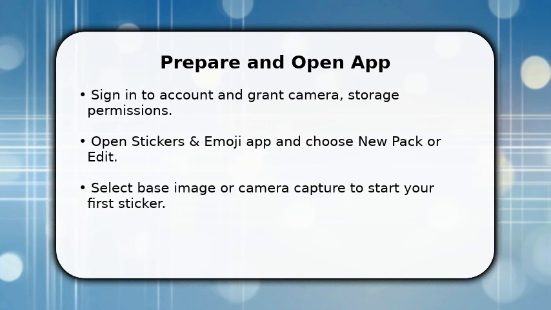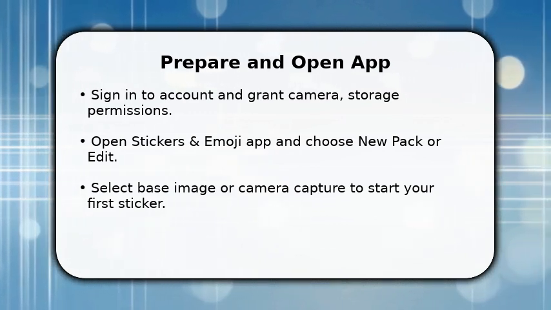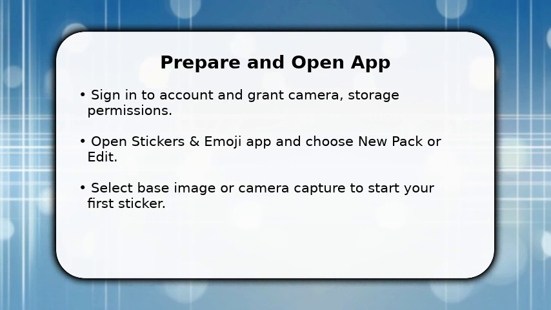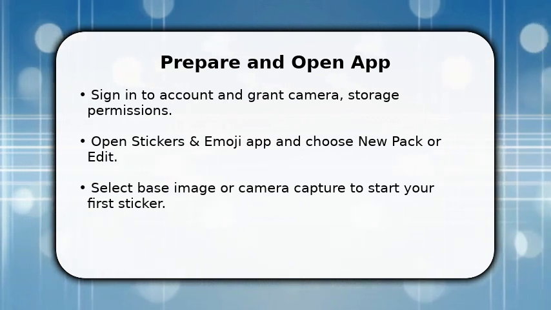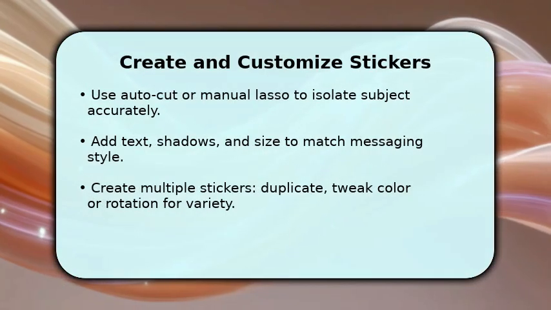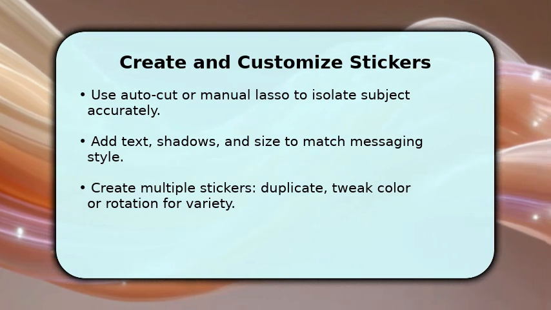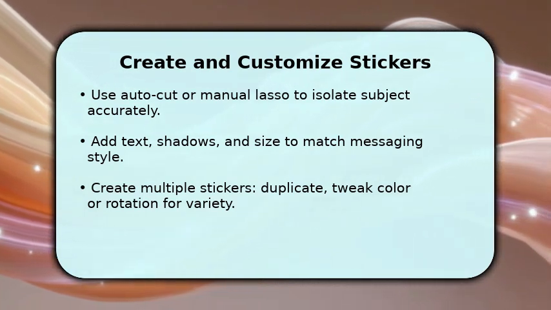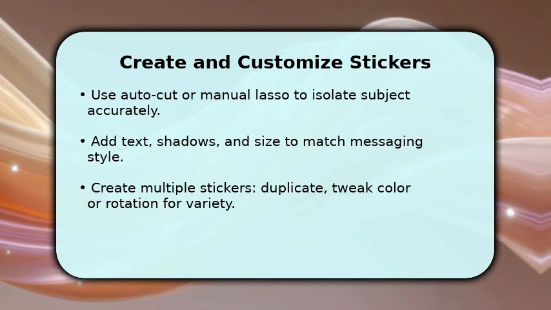As you take or select the image, keep subjects centered for clean cropping later, because a centered subject saves time during trimming. After you have your base image, use the Auto Cut tool for fast background removal and switch to the lasso for precise edges if needed.